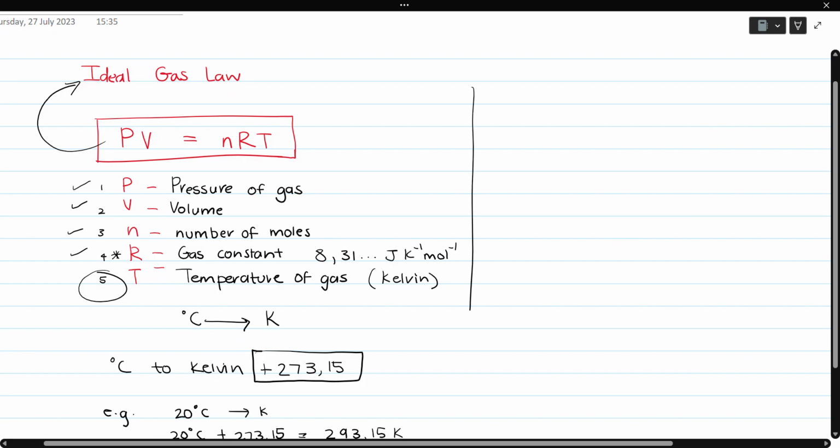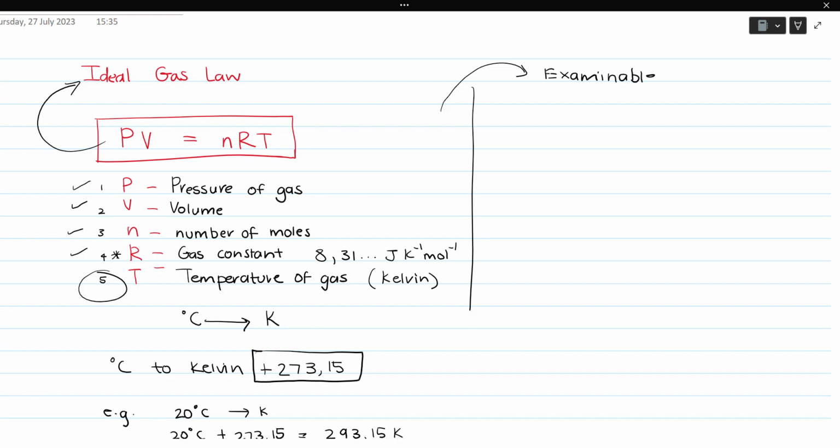So just a note on how they are going to test you on this. How is it going to be examinable? They might give you a question where, this is just an example, they'll give you your pressure, your volume, the number of moles, R you also know, and then they'll ask you to calculate temperature. When you have a question with all of this information, you should automatically remember that you've got this equation, which should be given to you in your data sheet, and you can calculate the temperature easily from there.